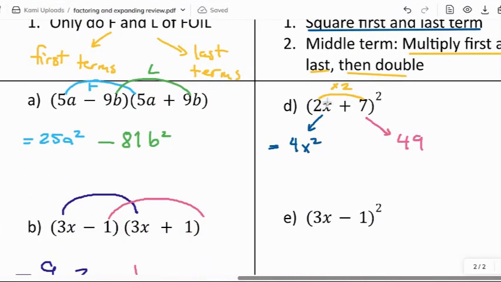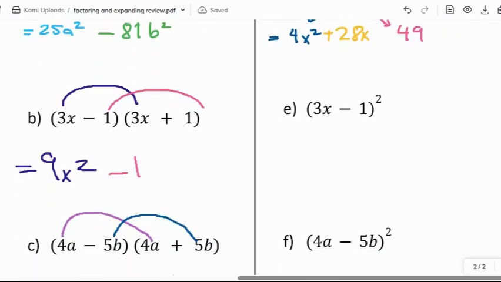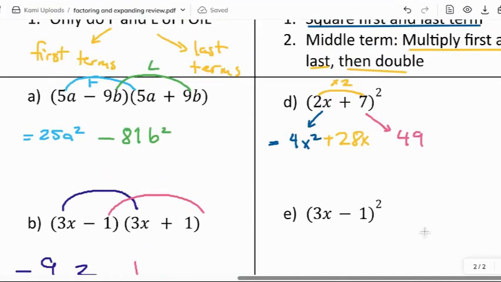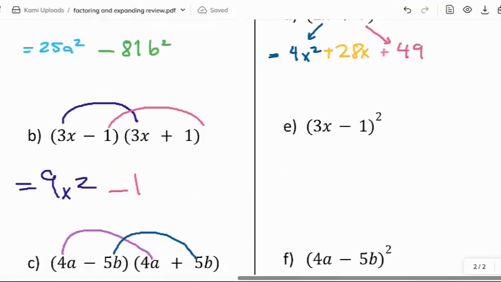So I go 2x times 7. What is that, everyone? Double it now. And because it's positive, it's plus 28x. One step. I want you to practice this. Be solid with it. Let's try it again. And then for the last, it's plus 49, right? Yep. Oh, yeah. There's a plus. Okay, let's try the next one.